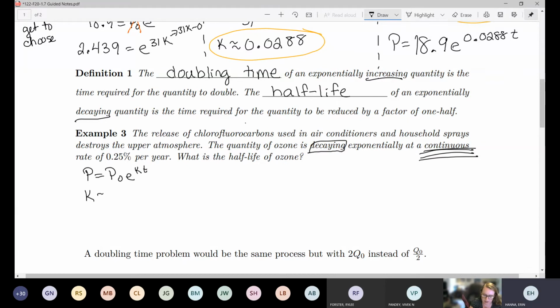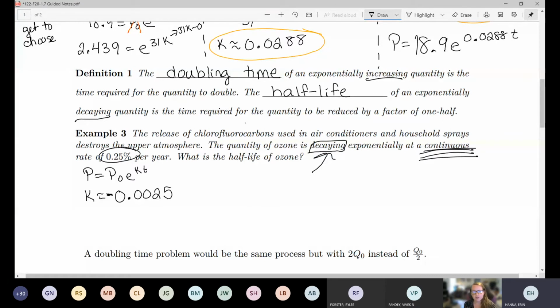So I want to figure out what my k is. Well, that's going to come from the 0.25%. So I've got to change that over to a decimal first. So I have 0.0025, but I'm also missing something on that still. And that's because of the fact that we're told it's decaying. Again, when you see the word decay, it might not necessarily list it as negative, but it needs to be negative. So this rate does need to be negative because we're decaying exponentially.